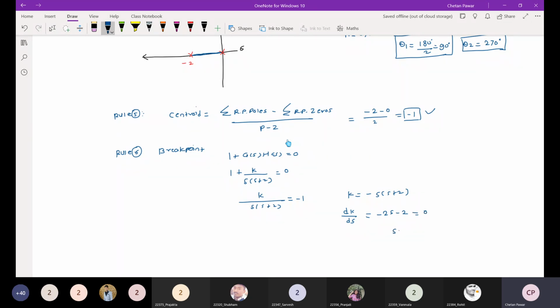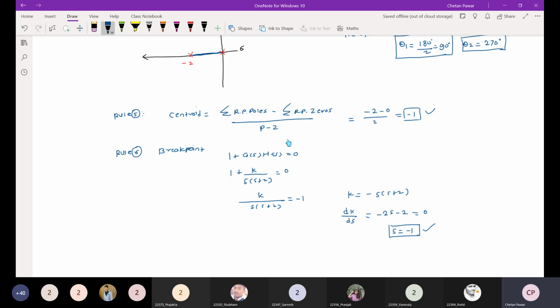So s will be equal to minus 1. Okay, so breakpoint. So now we found the value of s by differentiating k with respect to s. So that is a minus 1.